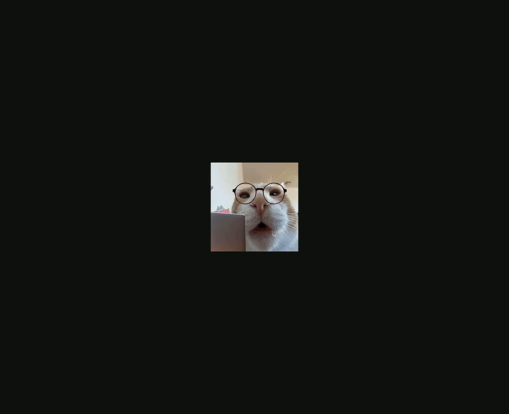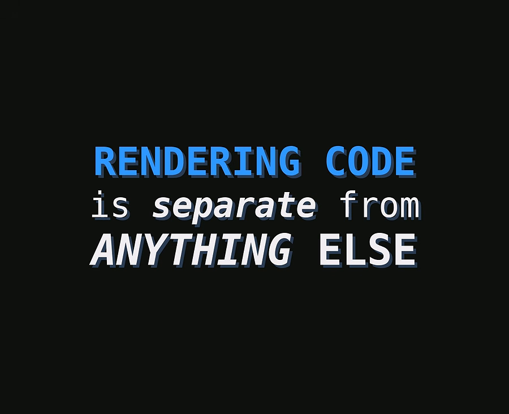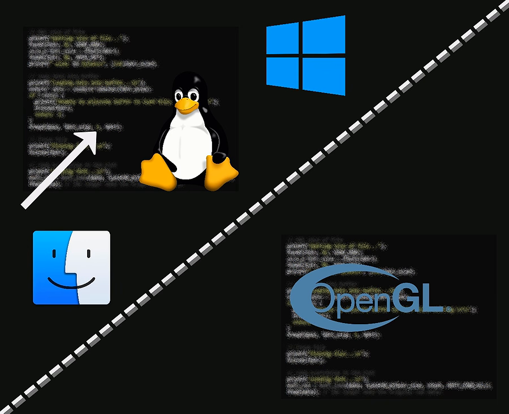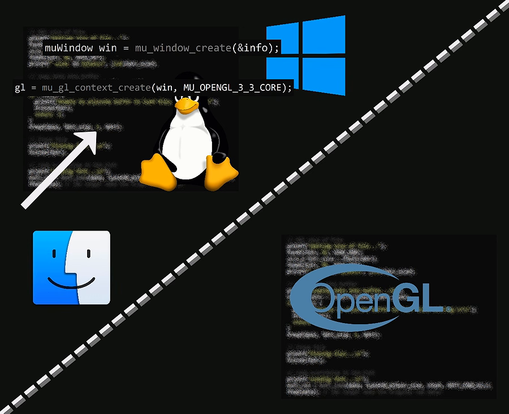Now, before going any further with mug, I wanted to establish one solid rule that I wanted to follow for the rest of this development, and that is that rendering code is separate from anything else. What this practically means is that all of the code that's tied to whatever system we're running on, such as creating the window and creating the OpenGL context and all that other stuff, exists entirely in a different space from the actual raw OpenGL code that I'm going to be writing.